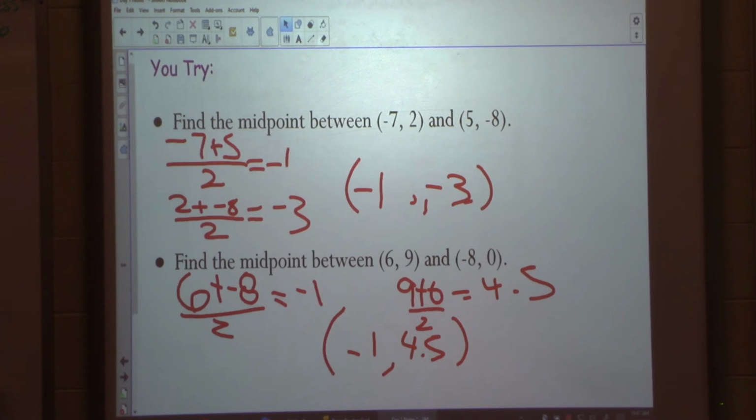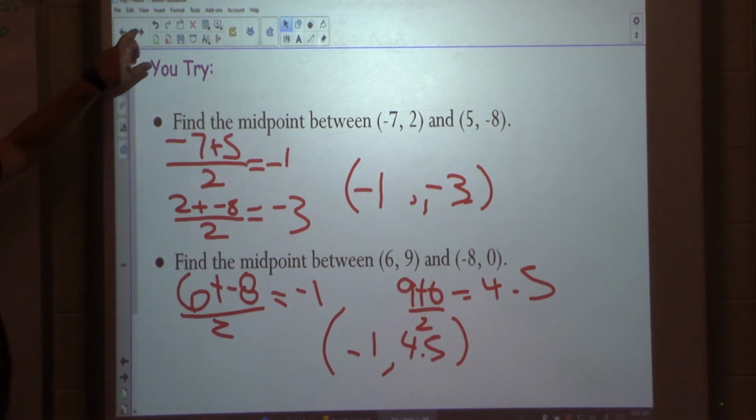Hey guys, looks like she got -1, -3, -1, 4.5. Do we have any questions on that? No? Alright, pretty easy, right? We got 2 problems and we're done today.